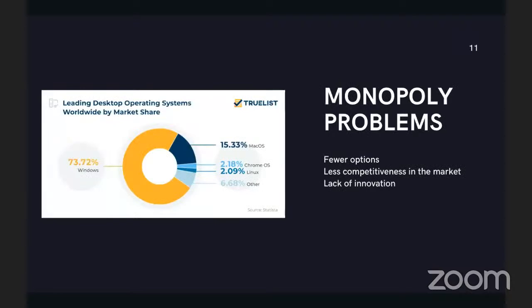So as we see the market share of operating systems, the majority of the desktop operating system market is ruled by Windows. This created a monopoly of operating systems, and as we know, monopoly in any field is not good. It affects innovation, it affects user convenience, and the lesser the competition, the lesser the innovation will be, and options for consumers will also be less.